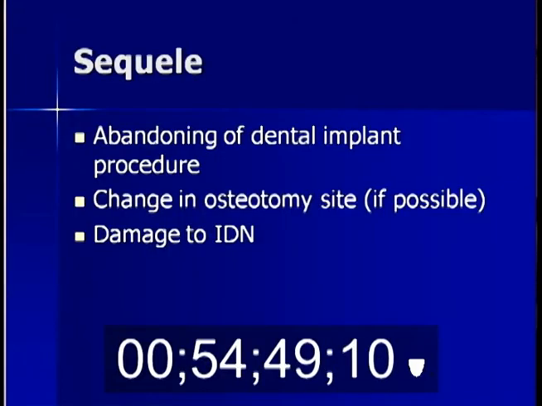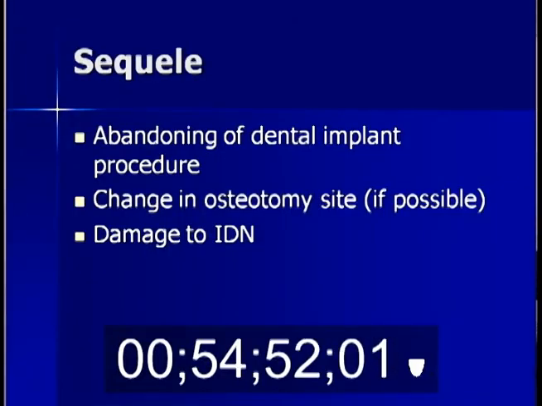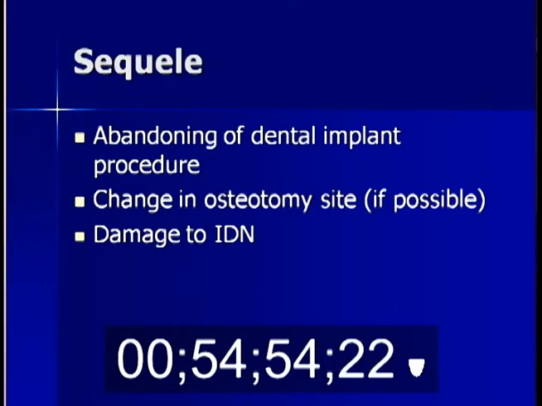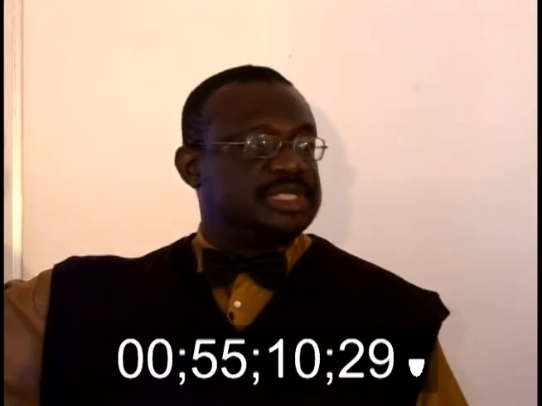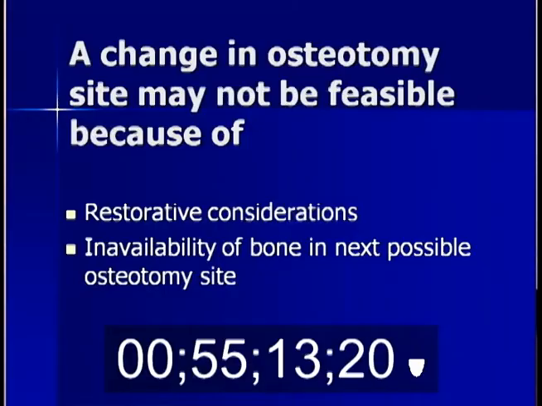And maybe you will want to abandon the implant procedure altogether. Or maybe you want to change the osteotomy site. But is it possible for you to change the osteotomy site? Is there enough space for you to do that? Is there enough bone for you to do that? Or do you want to proceed and damage the ID nerve? Next. Now, a change in the osteotomy site may not be feasible because of restorative considerations or unavailability of bone in the next possible site.